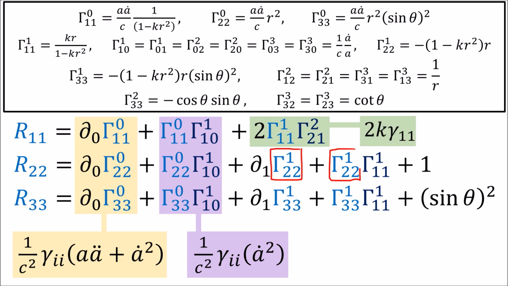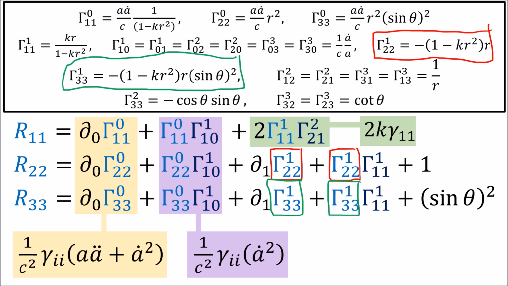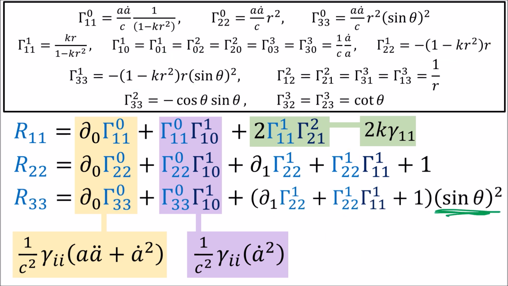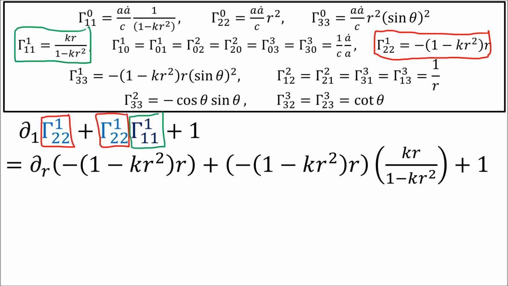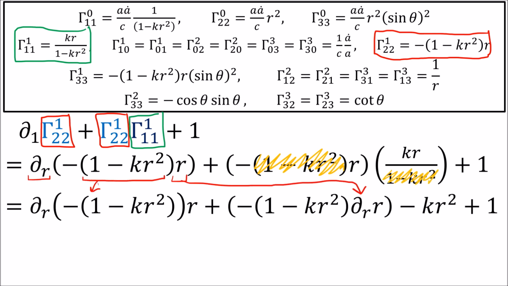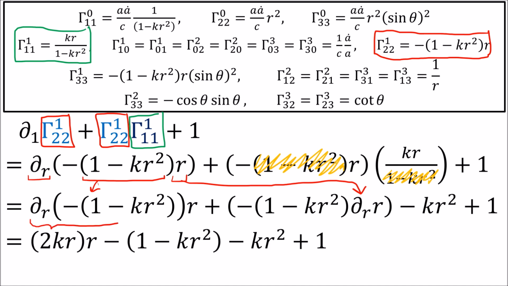Next, notice that when we compare gamma 1,2,2 and gamma 1,3,3, the only difference is that gamma 1,3,3 has sine squared on the end. So we can change gamma 1,3,3 into gamma 1,2,2 if we factor out a sine squared. So now we just need to compute this expression. Subbing in, we see this cancels with this, and for this derivative, we need to use product rule. The derivative of this expression is positive 2kr, and this derivative goes to 1, so we just get 1 minus kr squared with a negative sign in front.